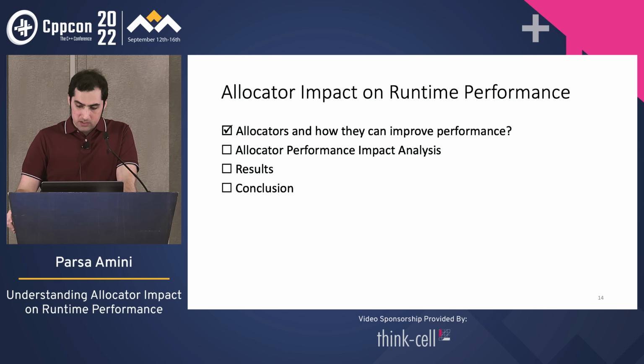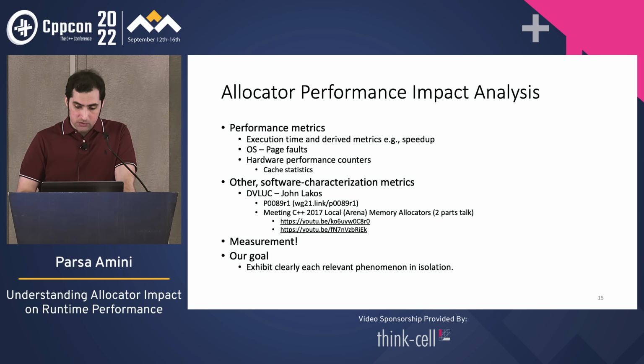Now that we know how allocators can improve performance, how do we go about analyzing their impact on runtime? How do you do allocator performance analysis? What do you need to measure? What are the key performance metrics that we need to measure? Obviously, how fast the code runs is the most important. So execution time and metrics derived from it, like speed up, need to be measured.